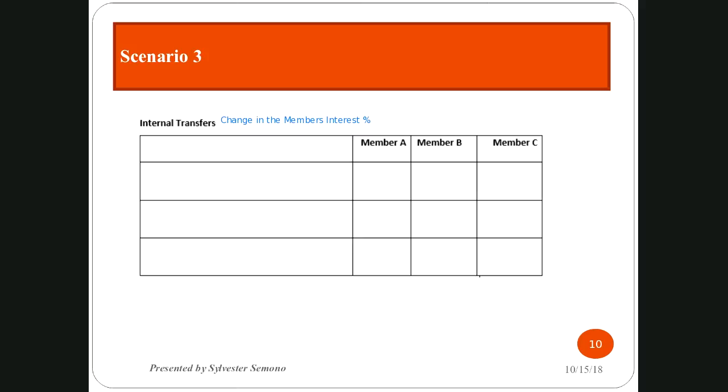Still, we have 10%. We have 40%. We have 50%. Okay, no problem. And as I said, this is an internal transfer. You can just write internal transfer, or we can write B bought from C. Doesn't matter as long as it makes sense.